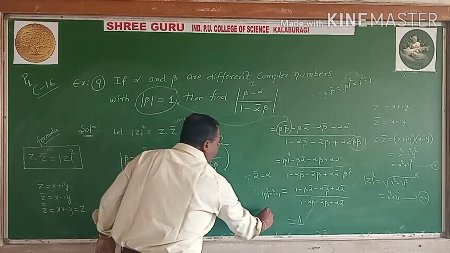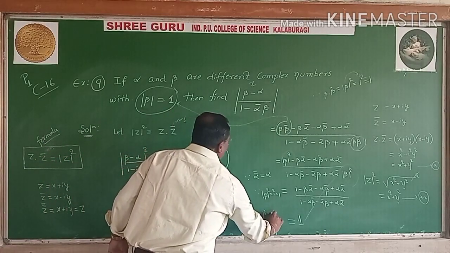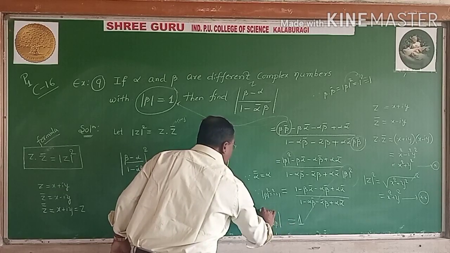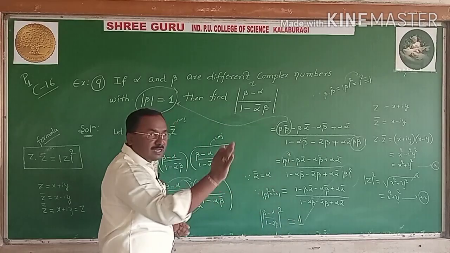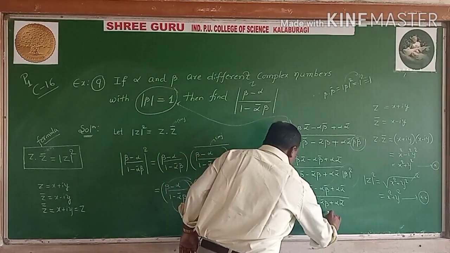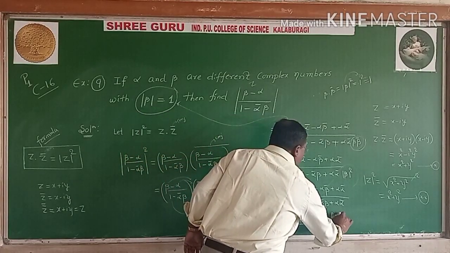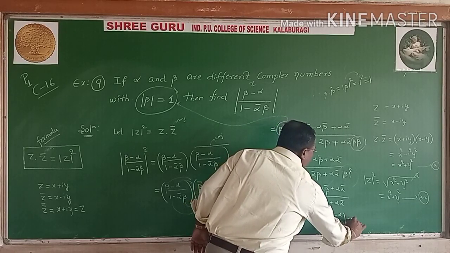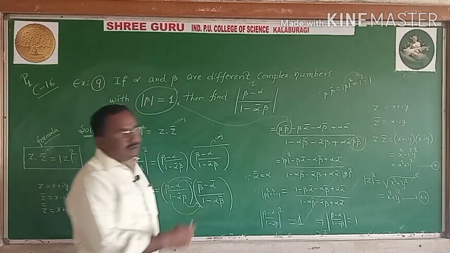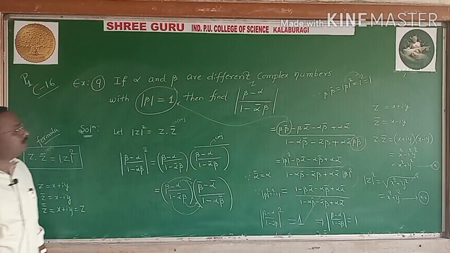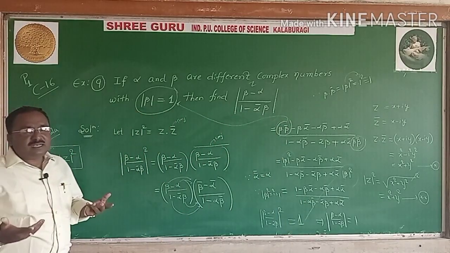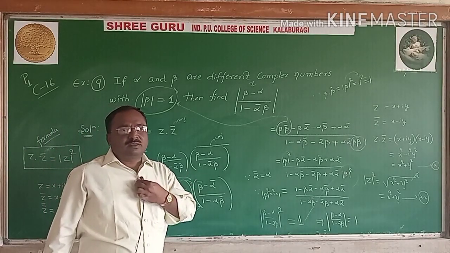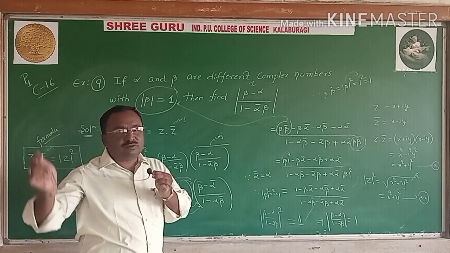This is beta minus alpha divided by 1 minus alpha bar beta, modulus whole square. Remove the square, which implies that modulus of beta minus alpha divided by 1 minus alpha bar beta is equal to 1. This value is 1. Any doubt? This is miscellaneous examples, extra examples, practice at home in your work. Understood? Okay, I will continue tomorrow.